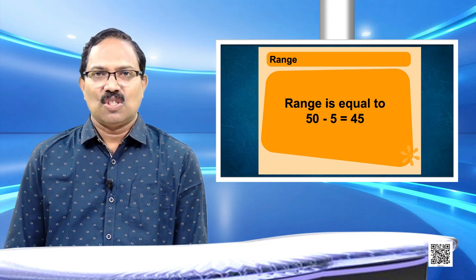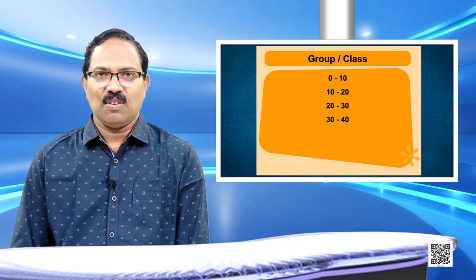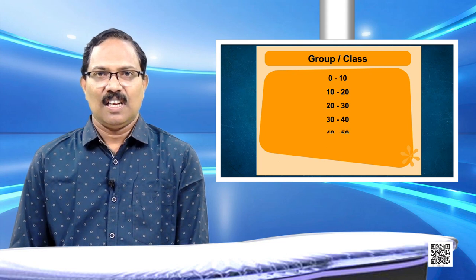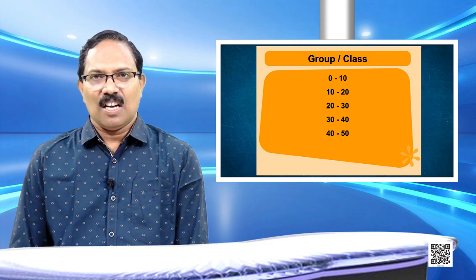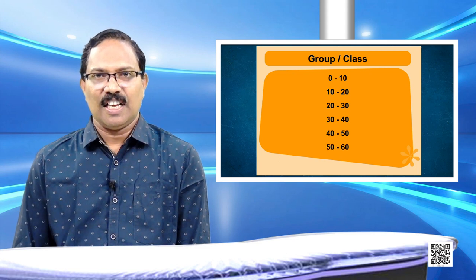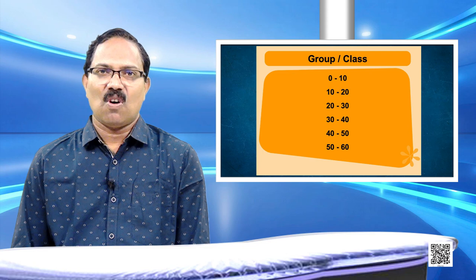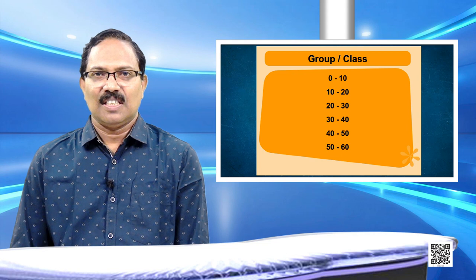So, we start with 0 to 10 as the first group. Then the next group is 10 to 20, then 20 to 30, then 30 to 40, then 40 to 50. But we also add one more group, that is 50 to 60, to accommodate a score of 50. As you have seen, 0 to 10, 10 to 20.